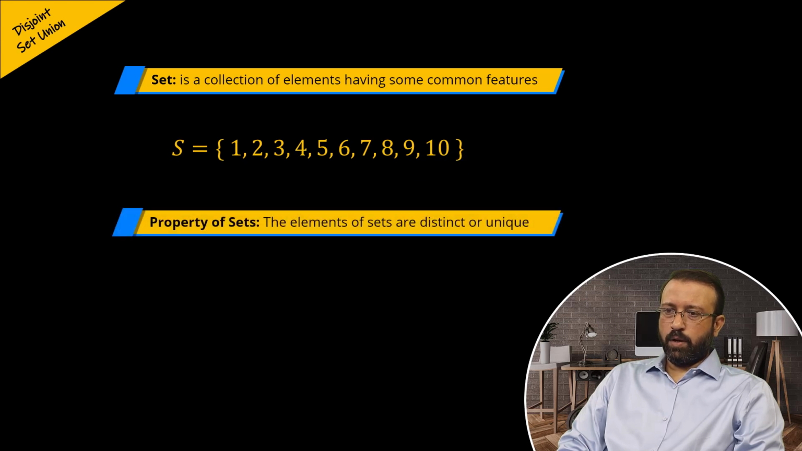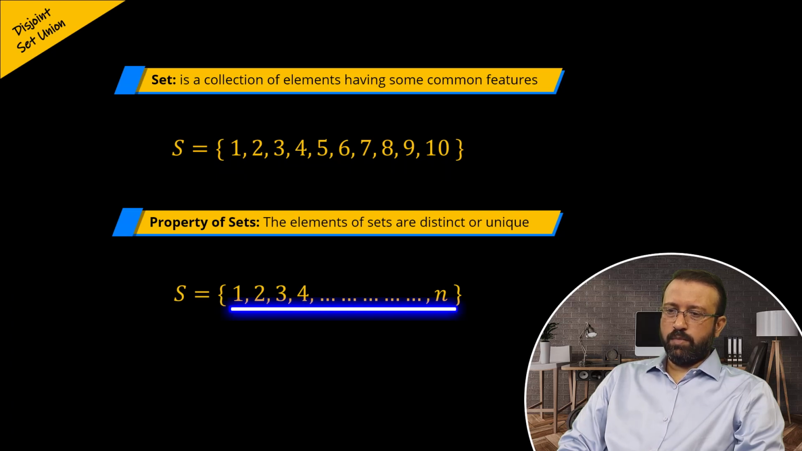An important property of sets is that all the elements of the set are distinct or unique. That is, a set will not contain duplicate elements. So, if you observe, the set S has all the elements which are unique. In design and analysis of algorithms, we assume that the elements of the set are always numbered from 1 to n.